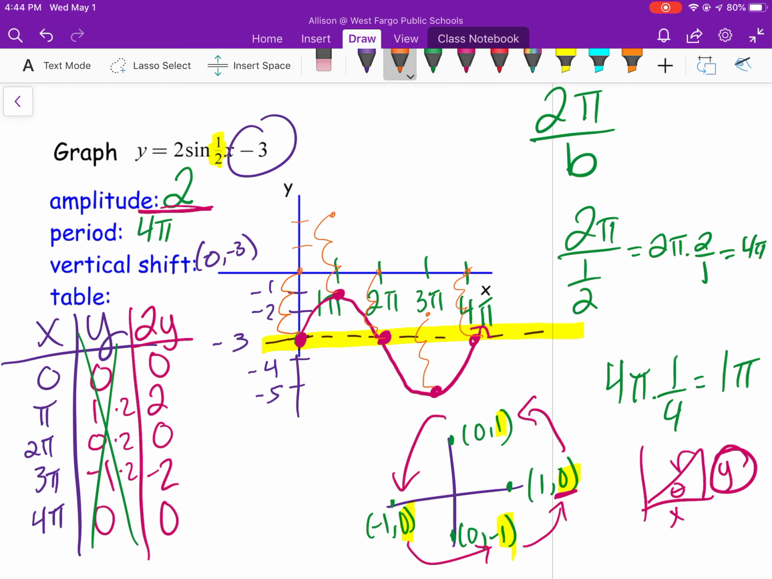Hopefully that was enough. If graphing or finding the intervals is still bugging you, I would suggest going back. I have 3 videos on graphing sine, cosine, and translations. So watching those would be highly recommended.